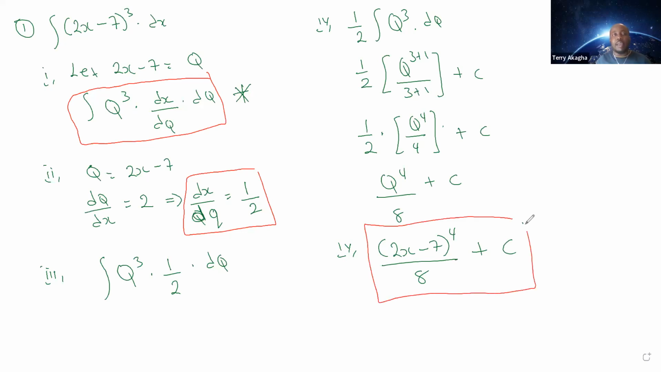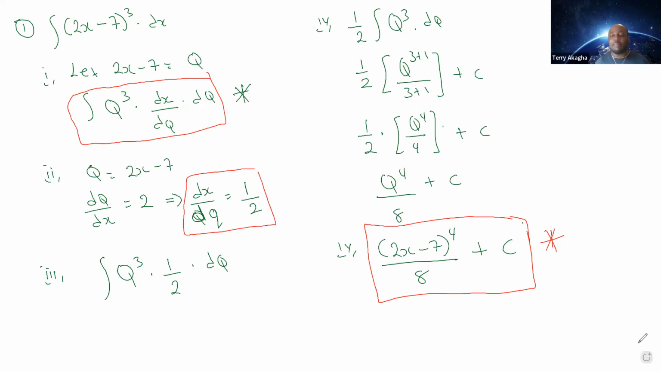So when you integrate 2x minus 7 cubed dx, the answer you will get is 2x minus 7 raised to the power 4 divided by 8 plus c. Okay? Let me solve one more, and let's see if we can play around with it.